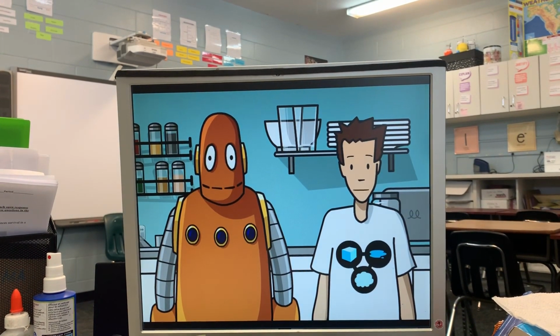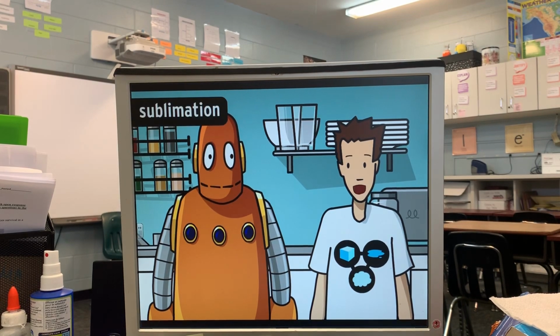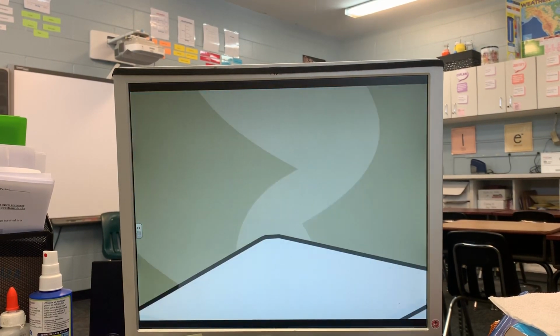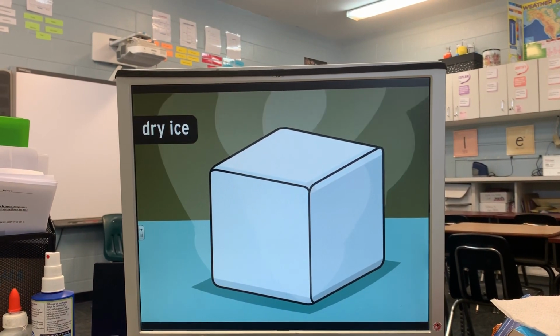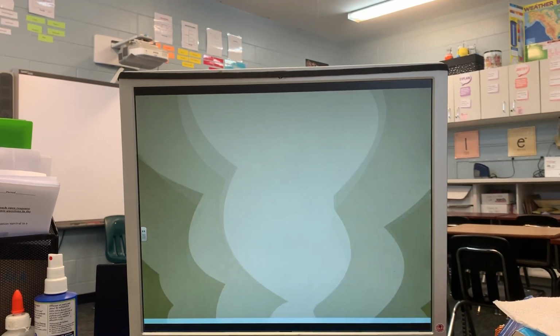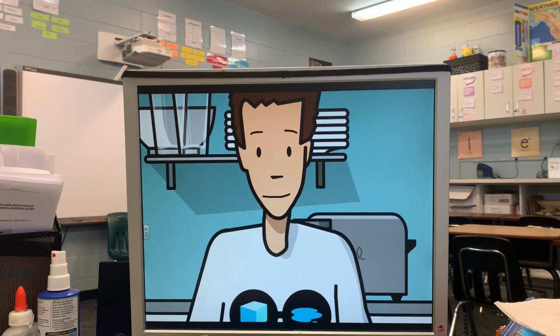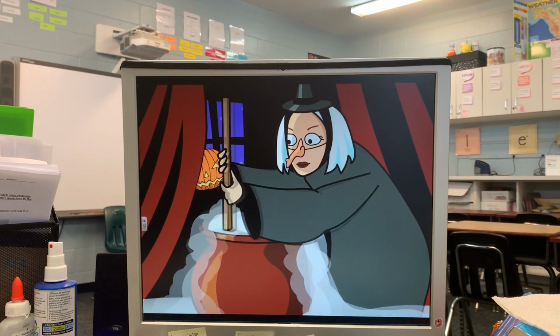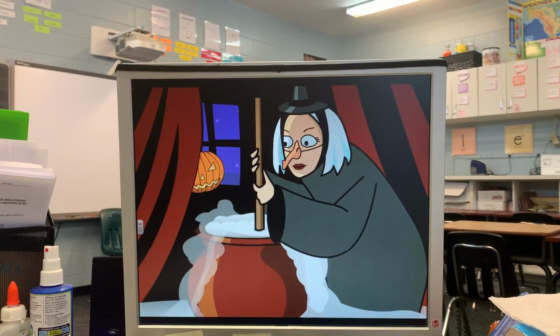Sometimes substances change directly from a solid into a gas. That's called sublimation. It doesn't usually happen with water, but you can see it with something called dry ice. Dry ice is solid carbon dioxide. At room temperature, it turns directly into a cloudy white gas. It doesn't go through its liquid state at all. Sometimes dry ice is used to make artificial smoke at places like concerts or Halloween haunted houses.